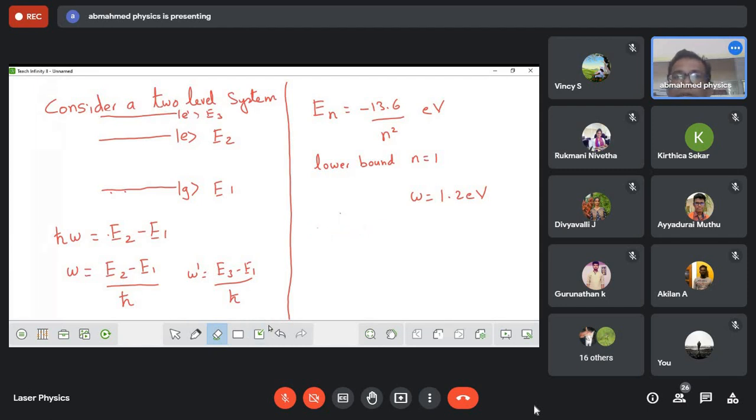Hey, do you agree with this? Yes, sir. All experimentalists can tell me this 1.2 or 1.1 is very interesting. Why? Germanium's band gap, sir. Energy gap, sir. Very nice. This 1.2 electron volt is where it will come, in the ultraviolet region.